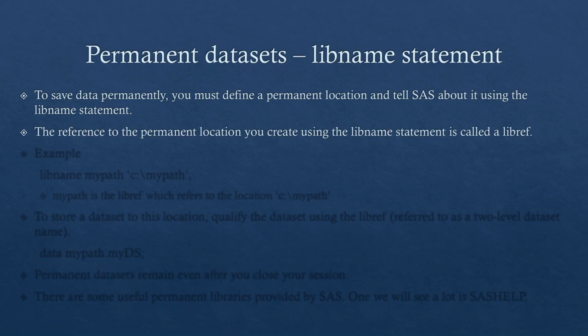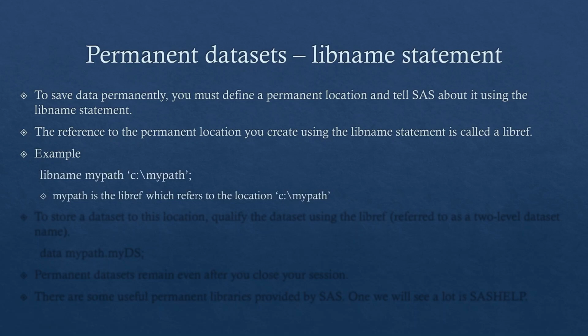And then to reference the permanent location that we have created, we use something called a libref. For example, here I'm using the Libname statement, and then I'm providing my libref followed by the path that it's referencing. Unfortunately, I've used the same names here, so don't get confused. This C colon slash my path is the location on the drive, and this myPath is a reference. It's a libref to this path.